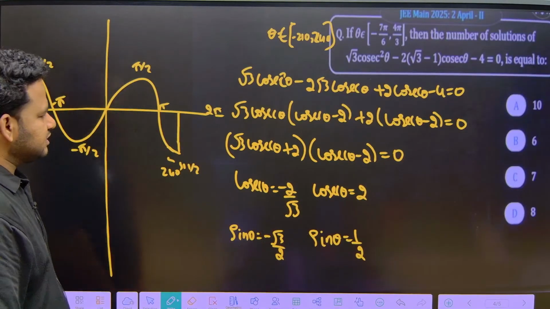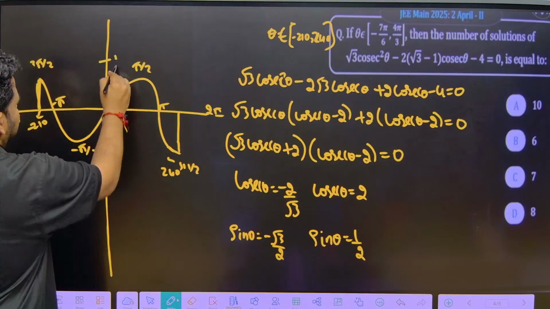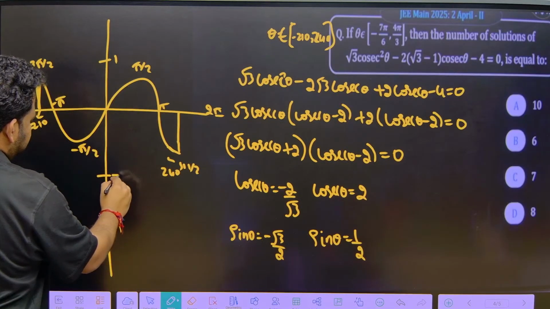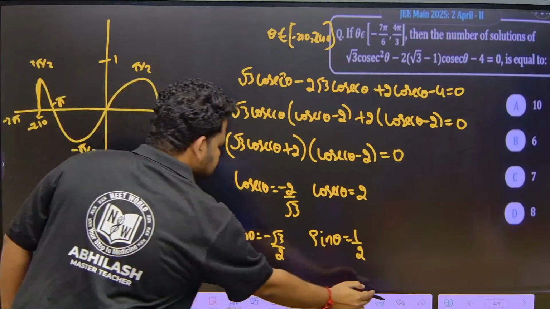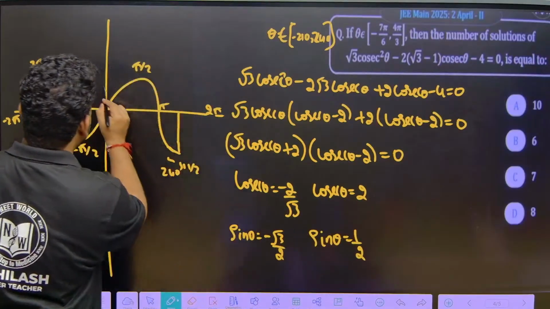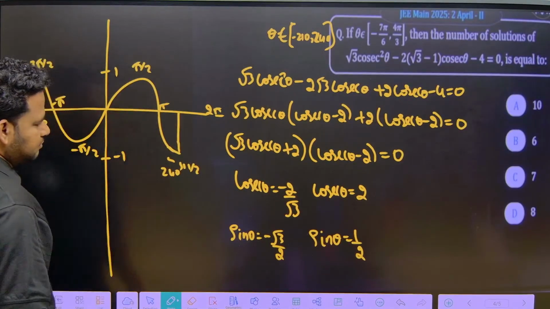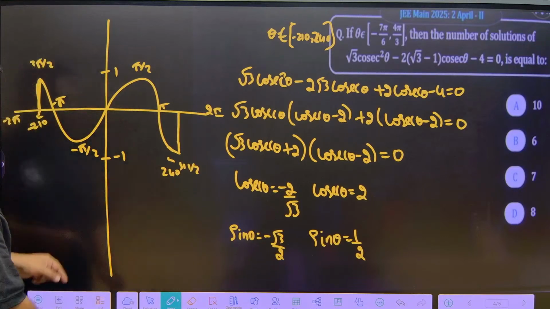Now, they are asking us what? Sin theta is equal to minus root 3 by 2. So, this will be plus 1. This will be minus 1. Okay. Minus root 3 by 2. So, this will be close to 1, but below it.